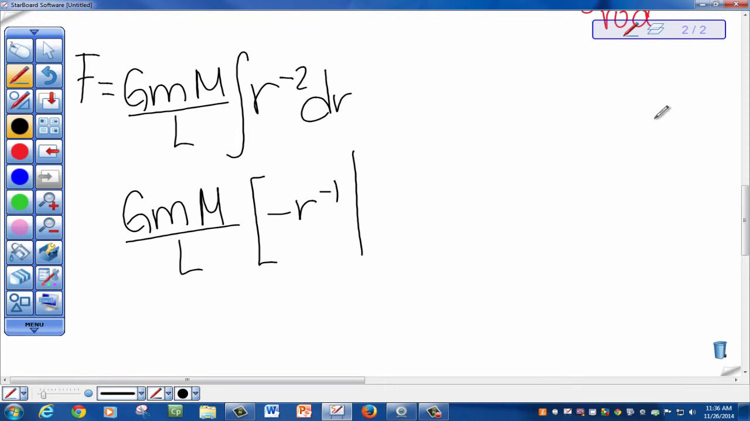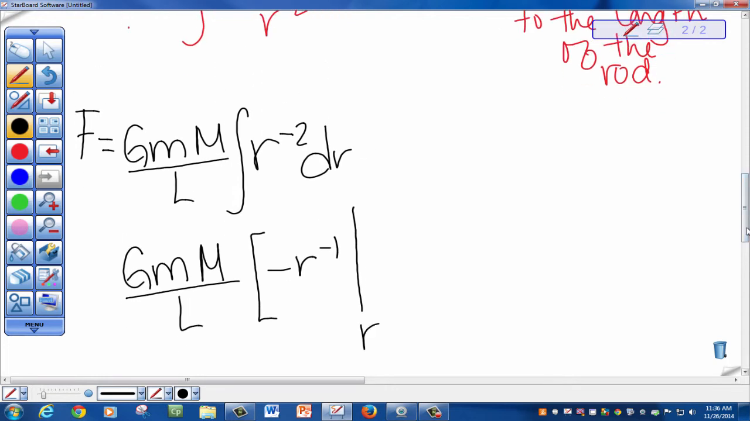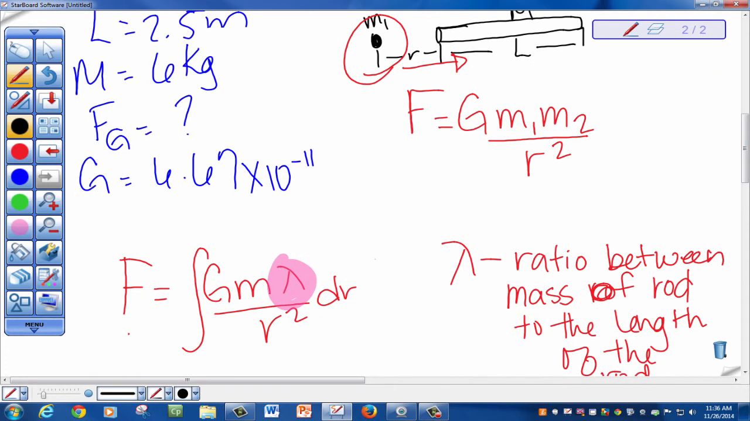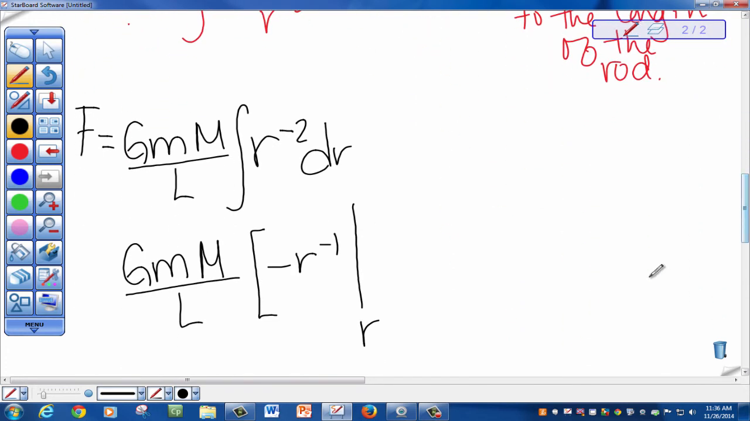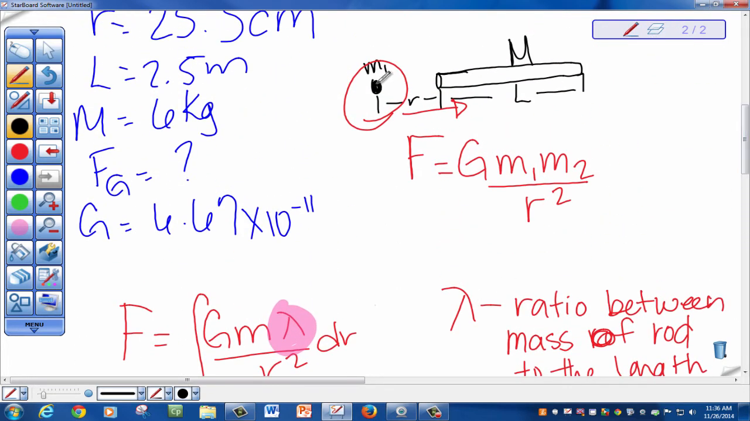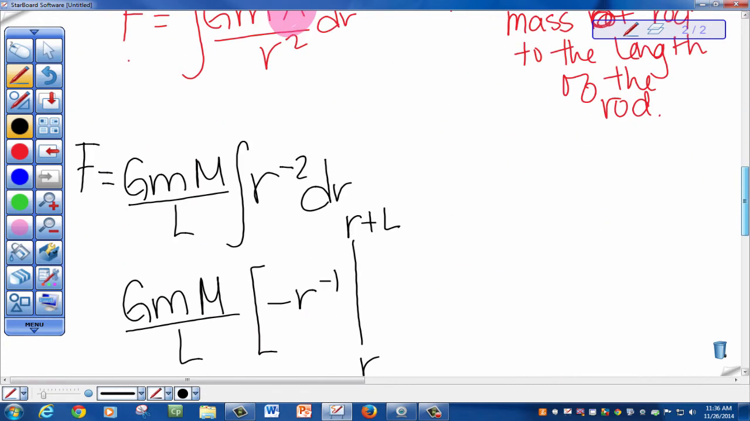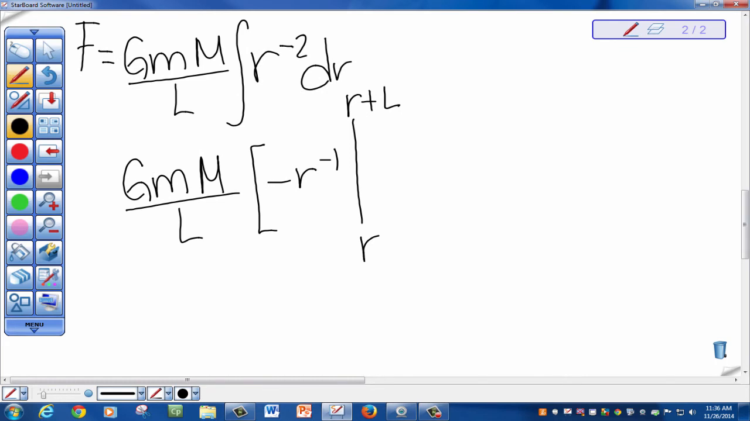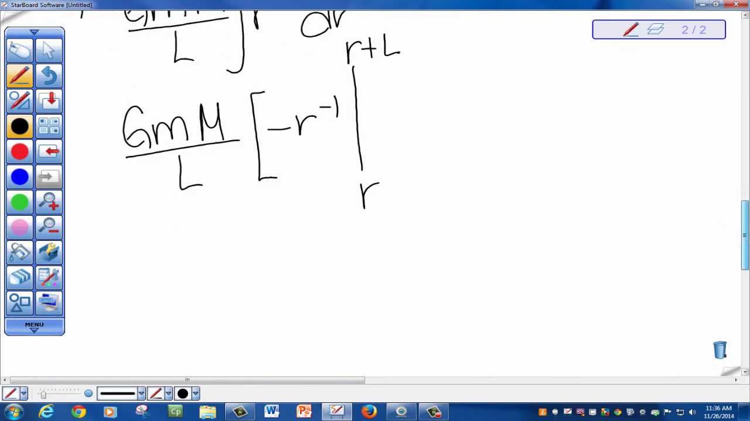But what are my limits going to be? The limits are going to be from the distance between the particle and the beginning of the rod. And my upper limit's going to be that same distance plus the length of the rod, because we're trying to find the gravitational force acting upon m1 from every little particle inside of this rod. So we have to take it to the very last particle. We know all these values, so it's just a simple plug in and substitute.